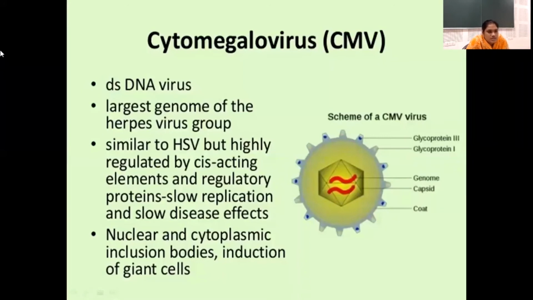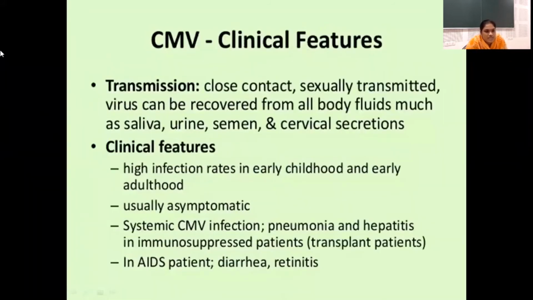The next is the cytomegalovirus. It is a double-stranded DNA virus and has the largest genome of the herpes virus group. So these are the clinical features. Transmission is by close contact. It is sexually transmitted and can be transmitted by transplantation. It is present in all the body fluids such as saliva, urine, semen, and the cervical secretions.